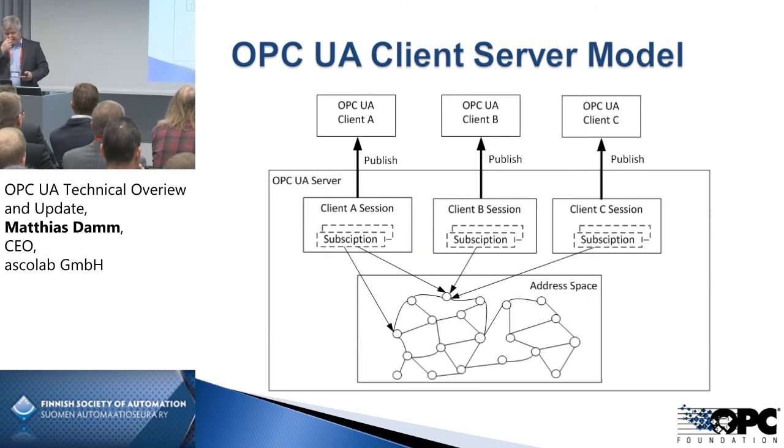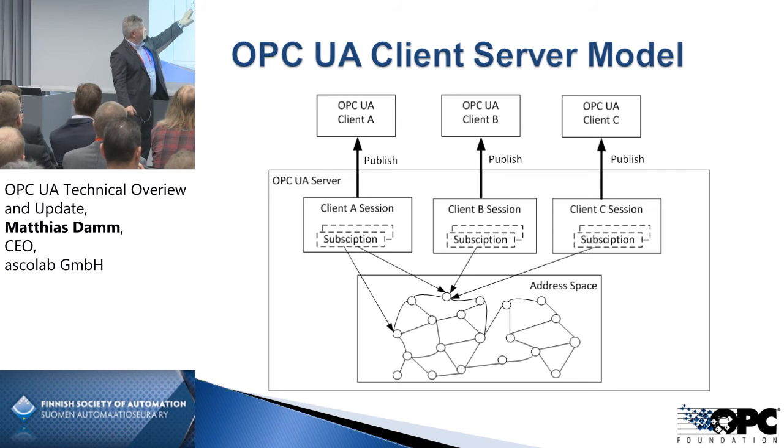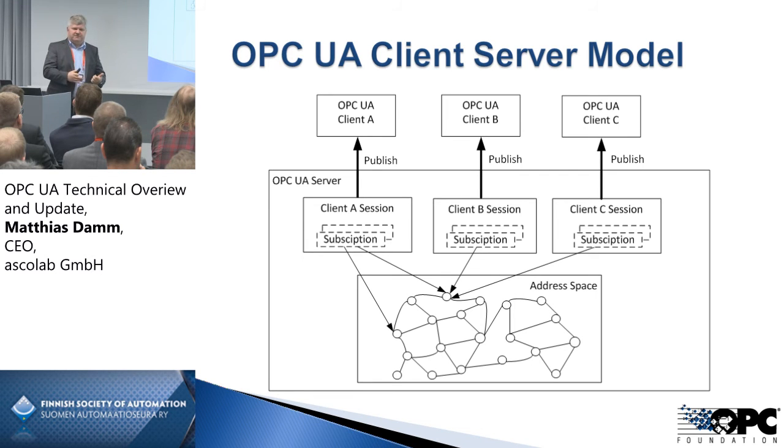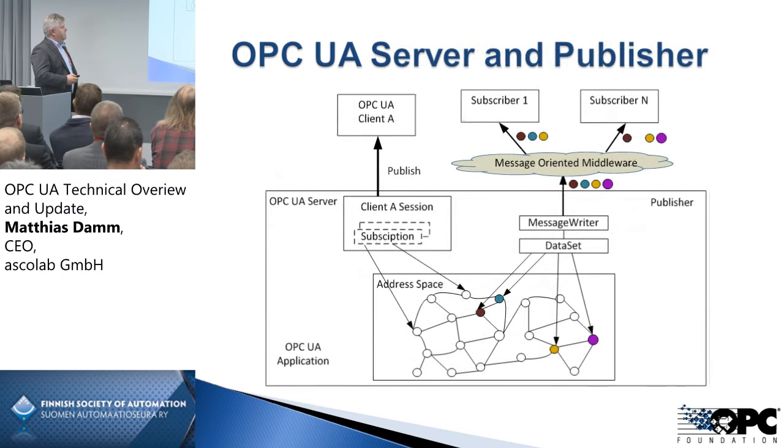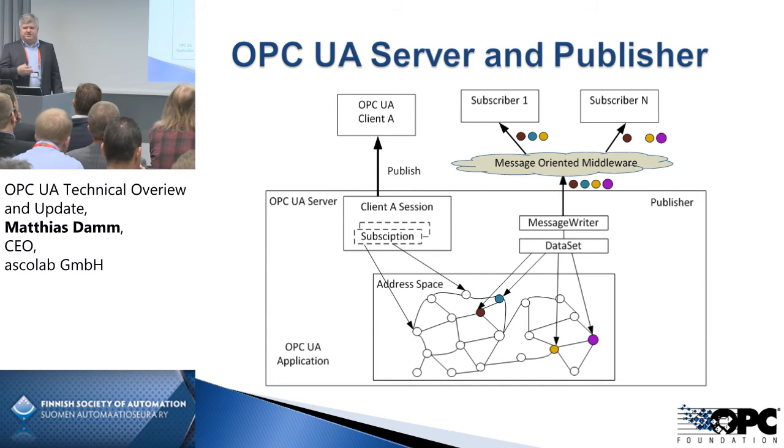And the beauty of the client-server model is that every client can request exactly the information he's interested in. But if you have a lot of clients that are interested in exactly the same information, the downside is there is a lot of overhead on the server side for managing a subscription for every single client. And if a lot of these subscriptions subscribe for the same data, there's a lot of duplicated work to do inside the server and on the network.